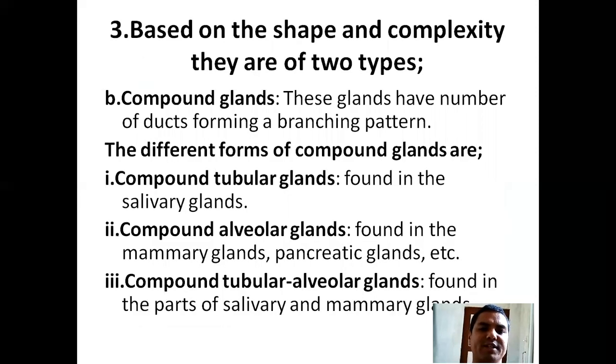Based on the shape and complexity, there are 2 types of gland, simple and compound gland, which I have already explained to you. Now compound glands are those glands which consist of a number of ducts. These are 3 types: compound tubular, which is found in the salivary gland; compound alveolar, which is present in the mammary gland and pancreatic gland; and compound tubular alveolar gland, which is present in the salivary and mammary gland.